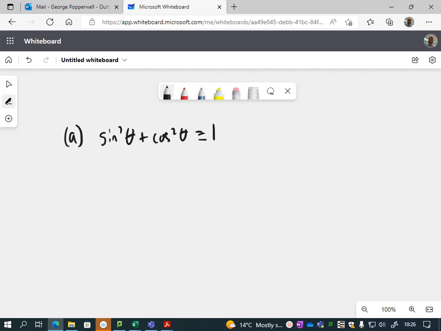A big clue is that you're after a cot squared. So how could I get a cot squared from this? Well, cos squared over sine squared is cot squared. So in order to do that, I'm going to divide every term by sine squared. So if I do that, we get sine squared theta over sine squared theta plus cos squared theta over sine squared theta is always equal to 1 over sine squared theta.